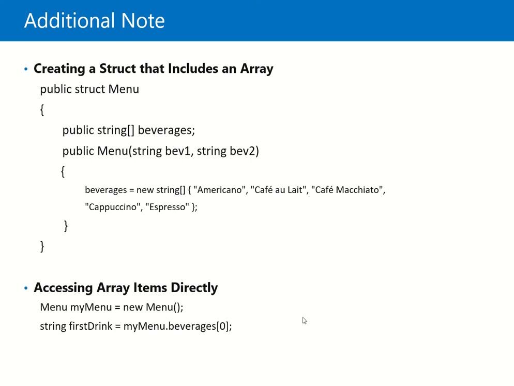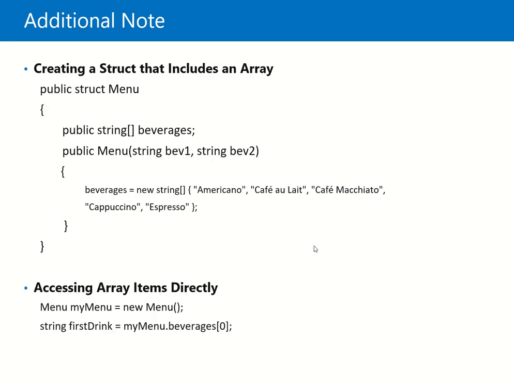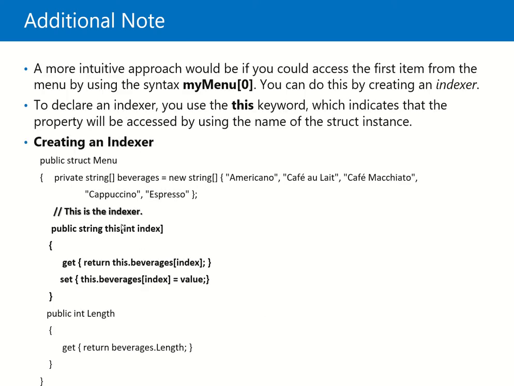Now this is where the indexers come in. Sometimes the more intuitive approach, rather than doing my menu dot beverages 0, my menu dot beverages 1, and so on, is to make it my menu 0 instead of my menu dot beverages 0. If you want to do that, you can create something called an indexer. To declare an indexer, it's pretty straightforward. Instead of creating a method like this, you create an indexer called this.